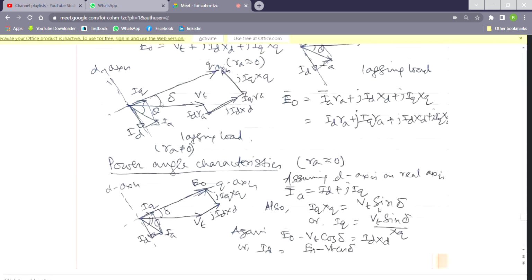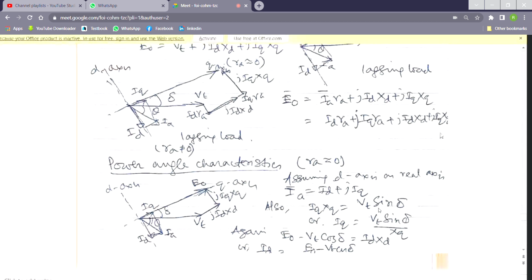And then GIQXQ, so you get this E0, right? So this term is also wrong. So IDRA plus IQRA plus GIDXD plus GIQXQ, okay? So this J is just to show you that with respect to D axis, it is J. So IDRA plus IQRA plus GIDXD plus GIQXQ plus E0. Just take a note, okay?